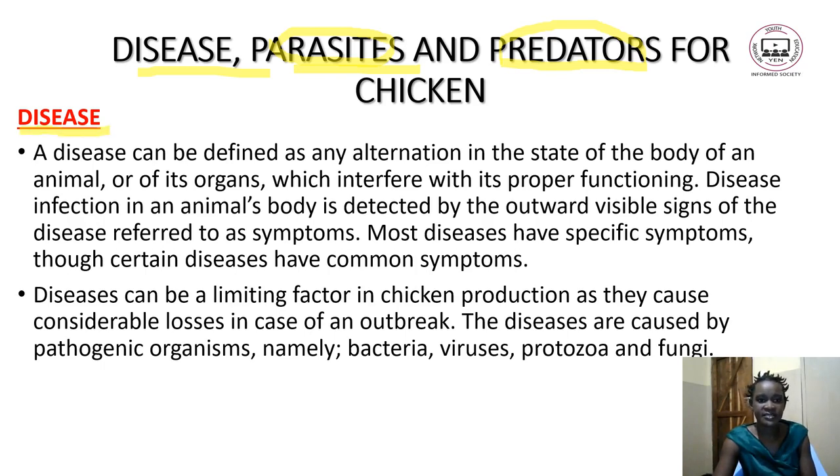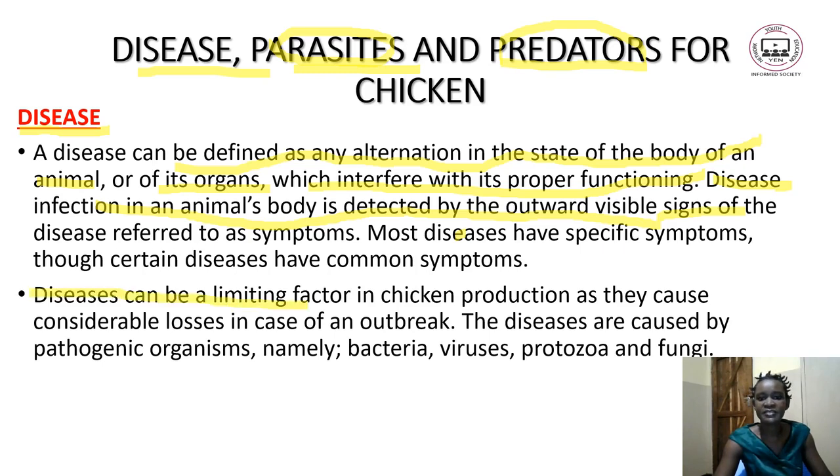If we say a disease can be defined as any alteration in the state of the body of an animal or of its organs which interferes with its proper functioning. So most of the times a disease will lead to malfunction of the body. If that is the case, it means production somehow will also be affected. So disease infection in an animal body is detected by the outward visible signs. So we are going to identify some of the diseases. Also, we are going to look at the signs and symptoms of each and every disease.